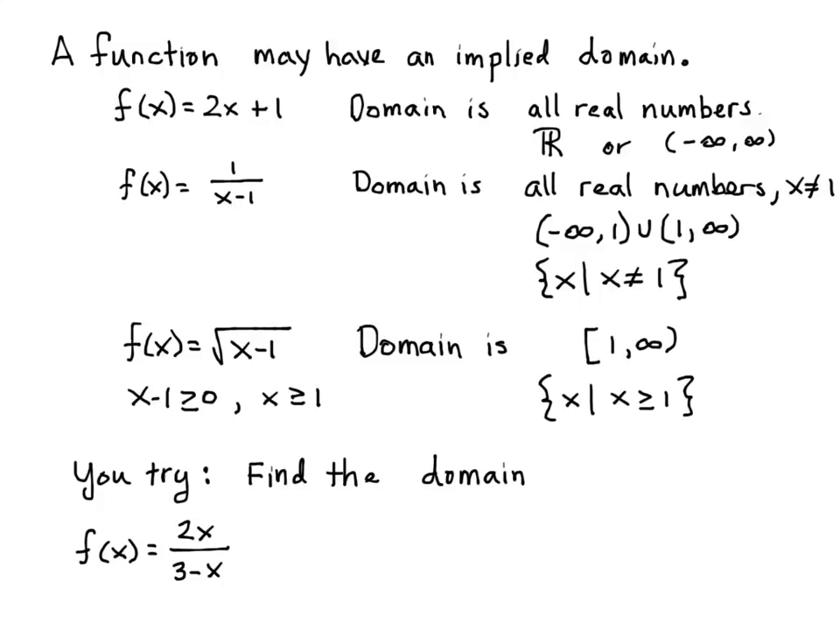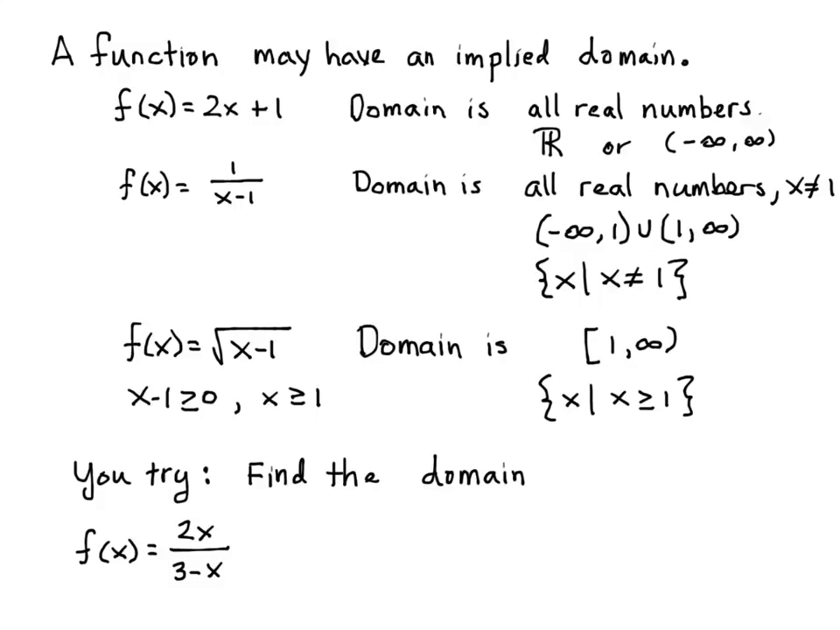Well, let's just go through some numbers and see if we can figure out which ones work and which ones don't work. So let me say x equals 0. Okay, so if we have a 0 in there, we have 2 times 0, which is 0, divided by 3 minus 0, which is 3. So we have 0 divided by 3. That's a perfectly good number, 0, right? Oftentimes people want to exclude 0 from the domain when there's no need to. It's a perfectly good number.